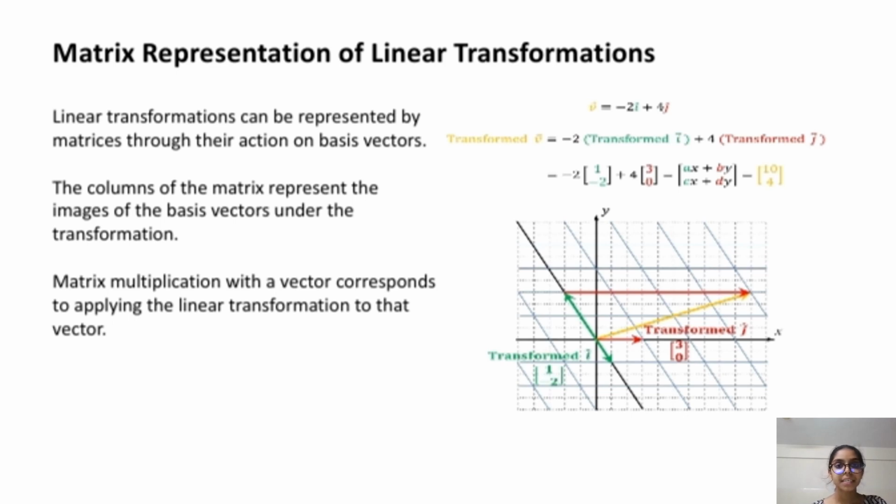Matrix representation of linear transformations. Linear transformations can be represented by matrices through their action on basis vectors. The columns of the matrix represent the image of the basis vectors under the transformation. Matrix multiplication with a vector corresponds to applying the linear transformation to that vector.